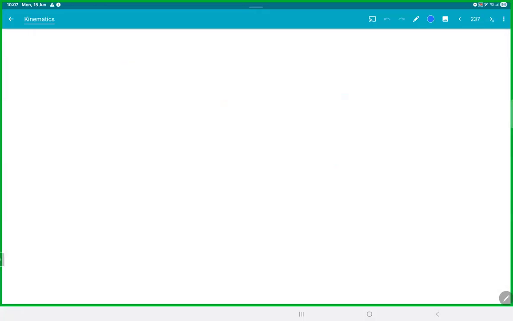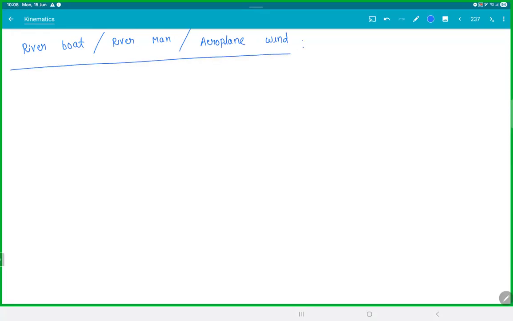The next thing is riverboat. We have riverboat, riverman, aeroplane wind. All these belong to the same category of problems. So what was the idea here? First of all, let's talk about what a river does exactly.